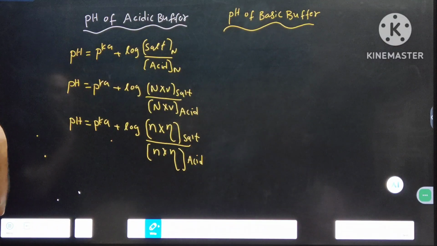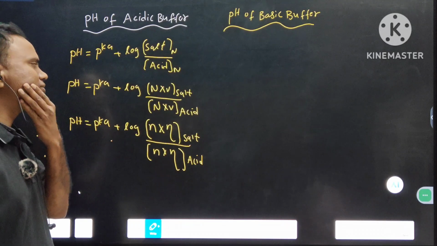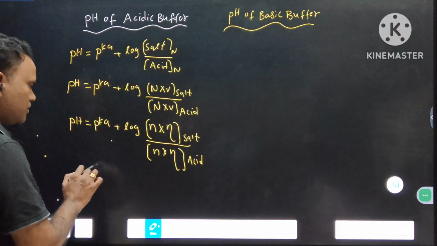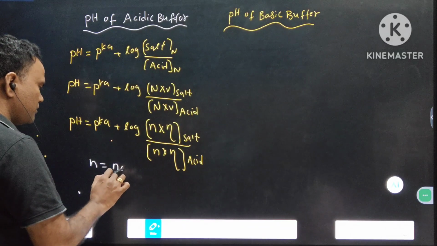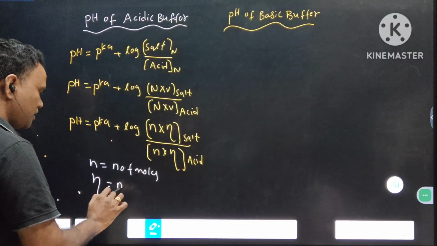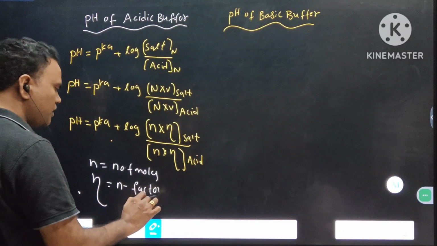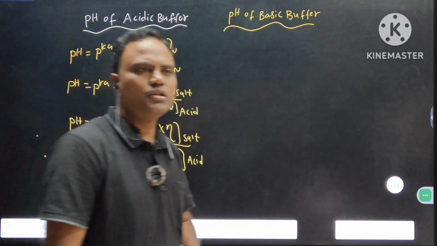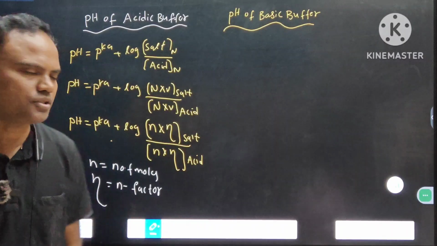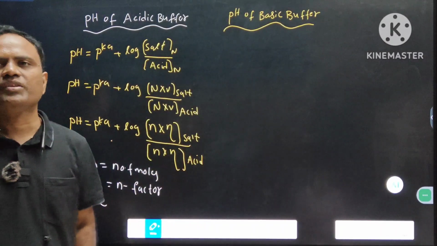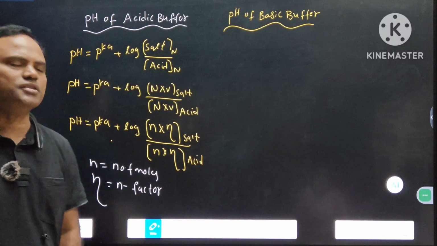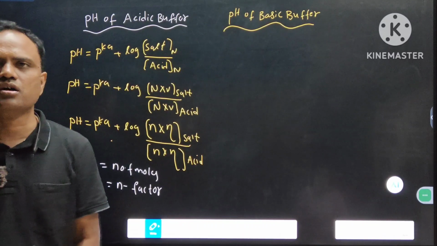pH is equal to pKa plus log salt by acid, n into V of salt by n into V of acid. N factor, where this n is equal to number of moles. This is the n factor. N factor is nothing but, in case of salt, take the charge. In case of acid, take the basicity. N factor for acids is basicity. H2SO4 n factor is 2. Why is its basicity 2? It gives 2 H plus ions. For salt, take the charge.